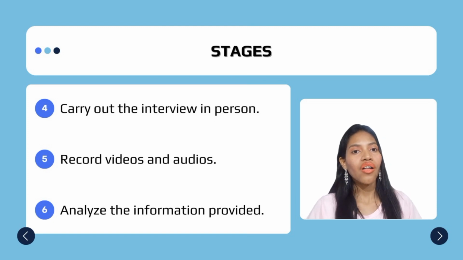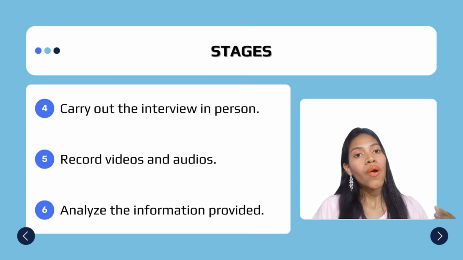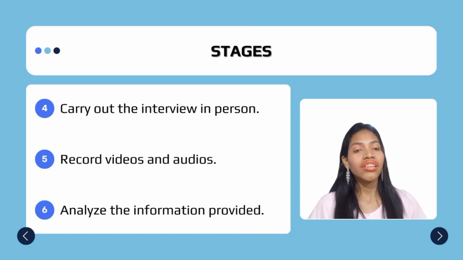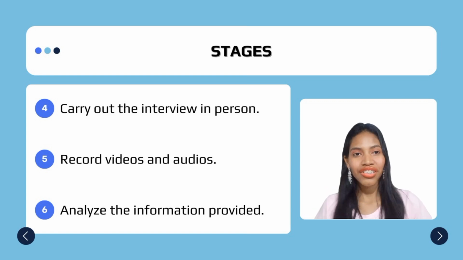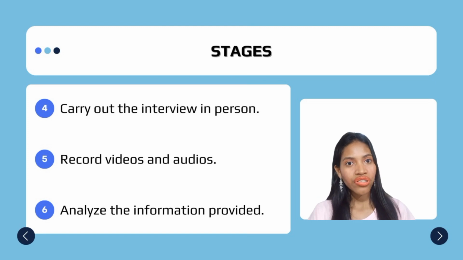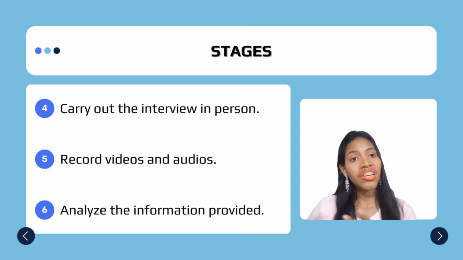This will be done through a direct conversation between the student and the researcher. So, the researcher will take the role of interviewer. Now, it is likely that it will be carried out in the chosen educational institution. Fifth, record videos and audios. In this step, one researcher will fulfill this role, since the other will be dedicated to conducting the interview.